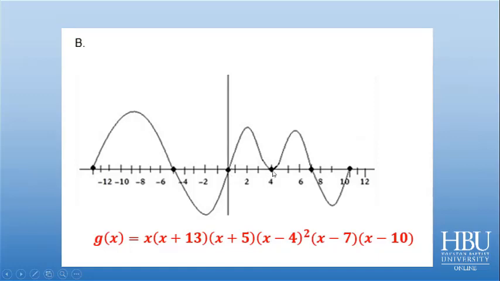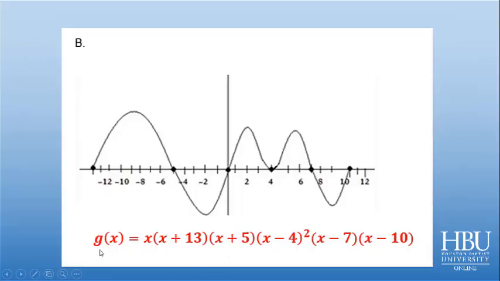The x-intercept of 4 gives rise to a factor of x minus 4. There, it's touching the x-axis, so that should have even multiplicity. I gave it an exponent of 2. The x-intercept of 7 leads to a factor of x minus 7 with odd multiplicity because it's crossing the x-axis. Finally, the x-intercept of 10 would lead to a factor of x minus 10 to an odd multiplicity because it is crossing the x-axis there.